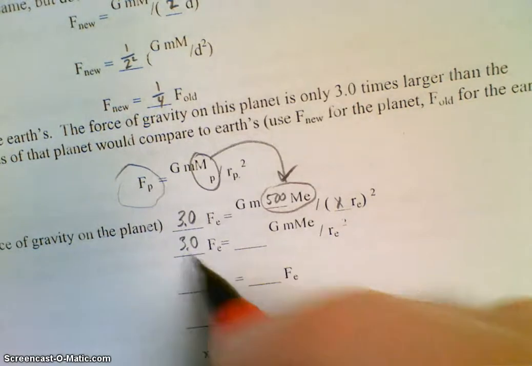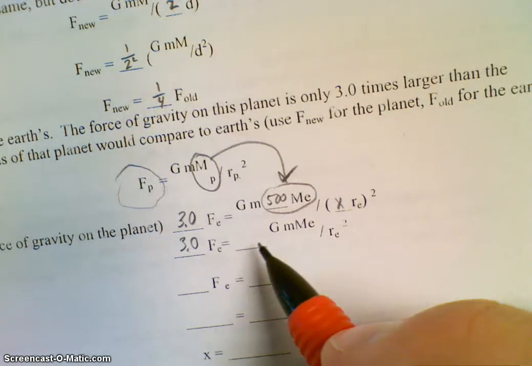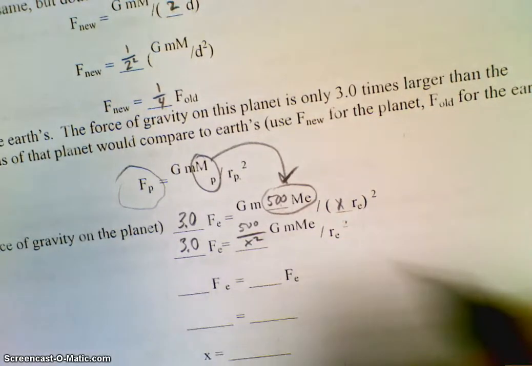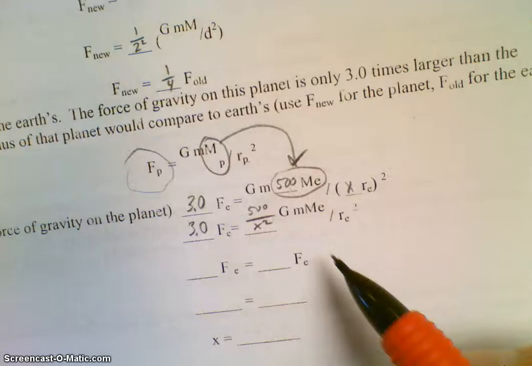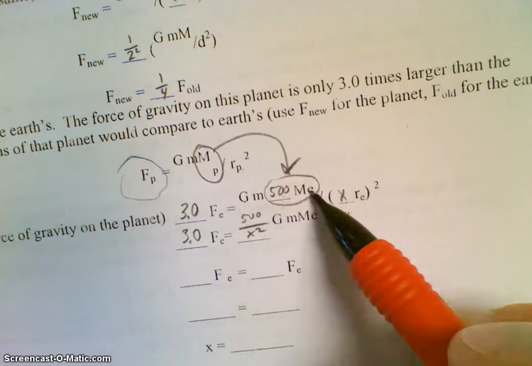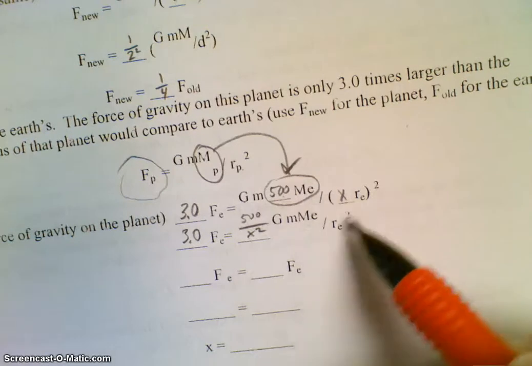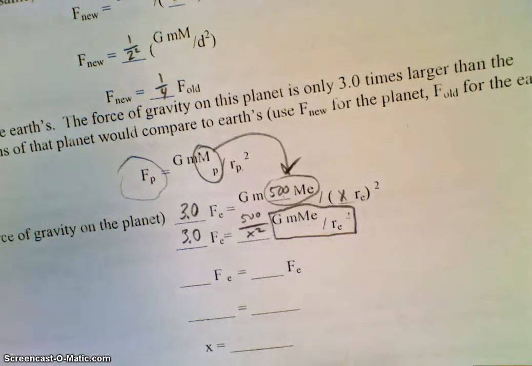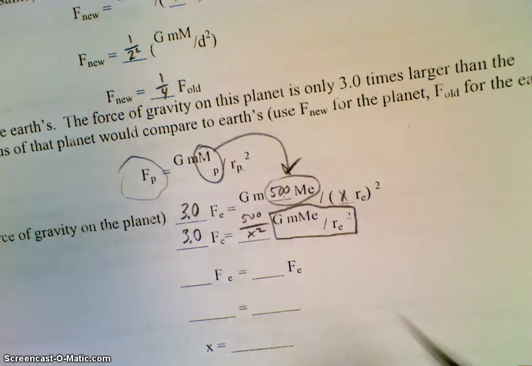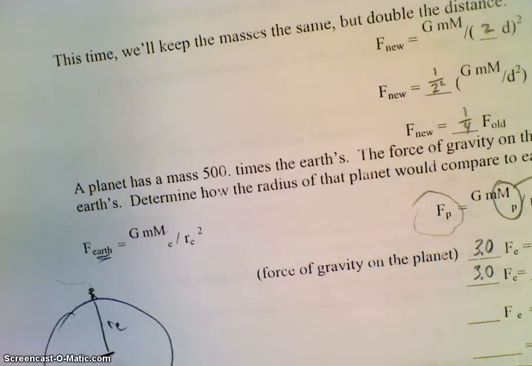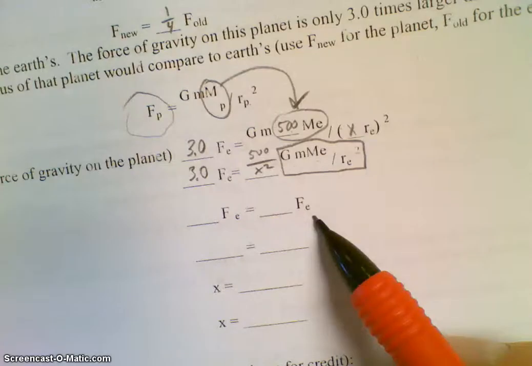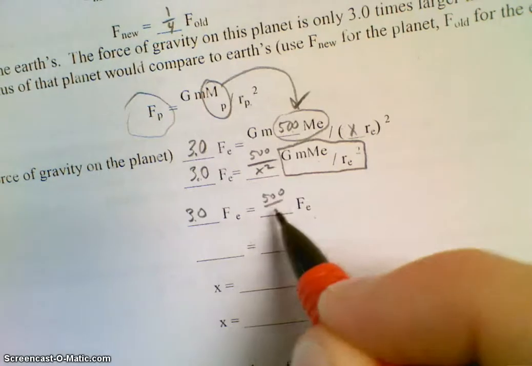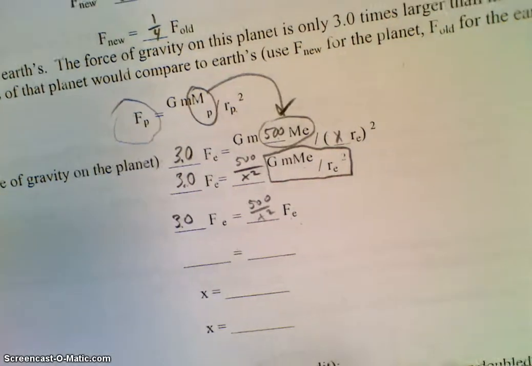Now, what stays on this side? 3.0. And what can we bring out front in this equation now? We'll bring the 500 out in the numerator and x squared in the denominator. Good. And see, everything else stays the same. We have G M_E divided by R_E squared. And what is G M_E over R_E squared? F old, or F of the Earth. Okay, the force due to Earth. So, what stays on this side? 3.0 over here, 500 over x squared, force of the Earth.